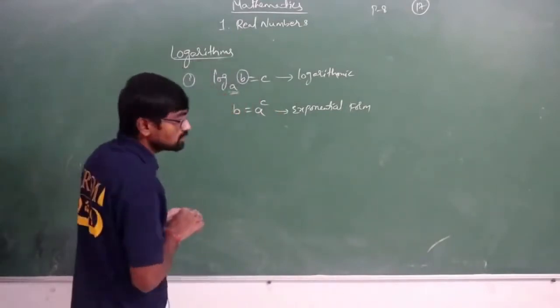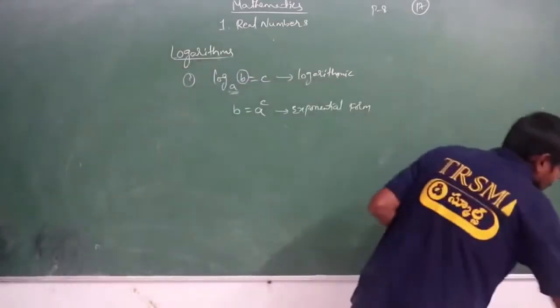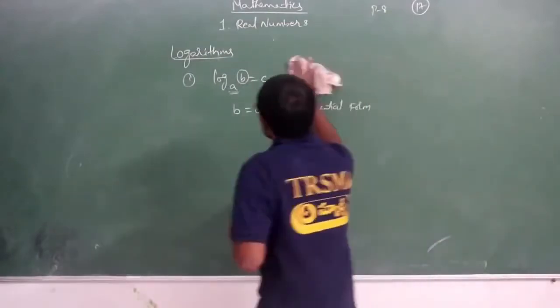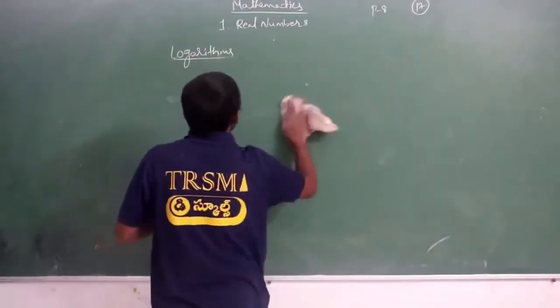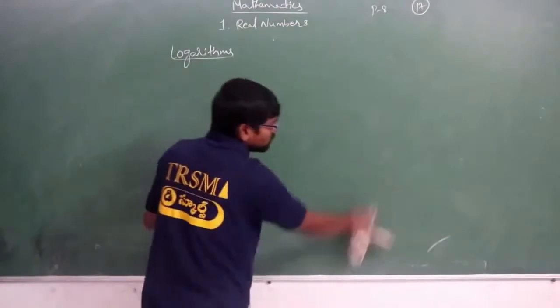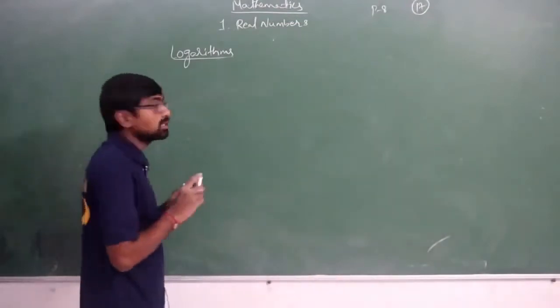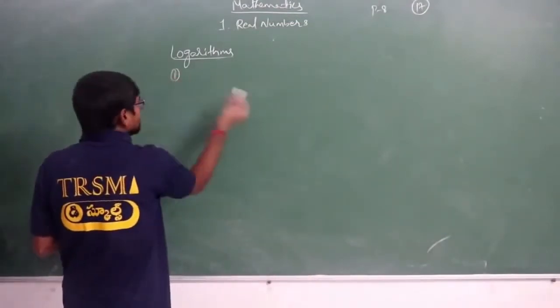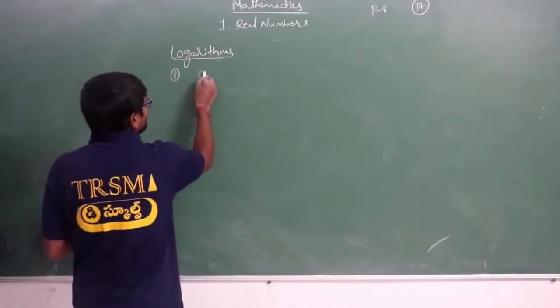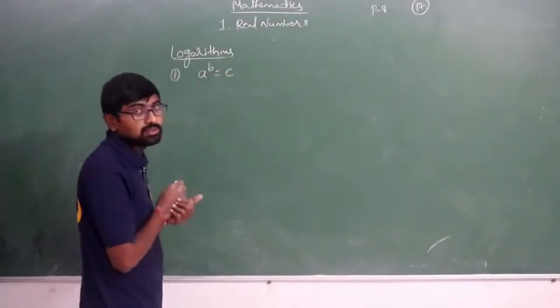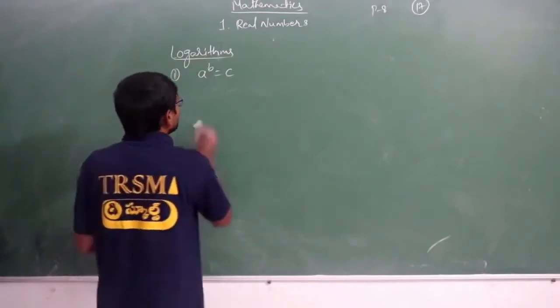Now coming to formulas depending upon the logarithms, as we don't have enough time to discuss how we got the formulas, you just remember them. So the first one: as I have said, if I have a power b is equal to c, then how will I write this?